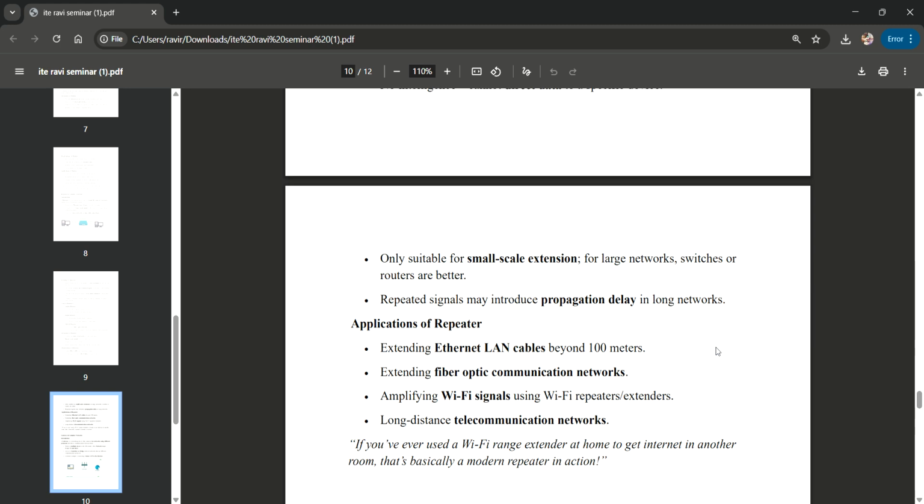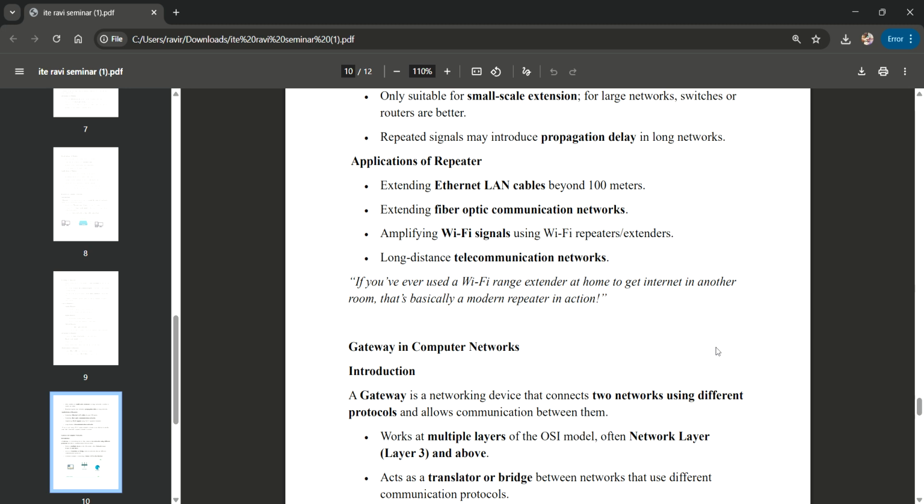Coming to the applications of a repeater, it is used for extending Ethernet LAN cables beyond 100 meters. It is also used for extending fiber optic communication networks. It amplifies Wi-Fi signals using Wi-Fi repeaters and extenders. It is used for long distance telecommunication networks.